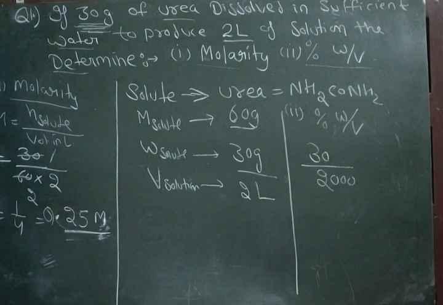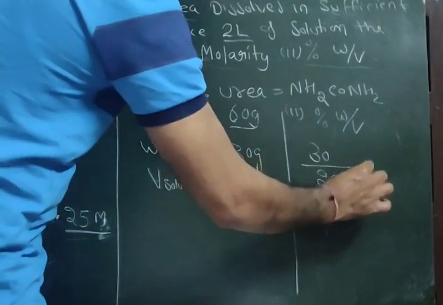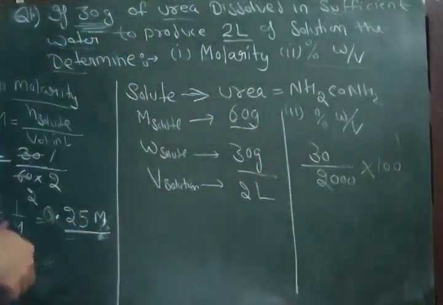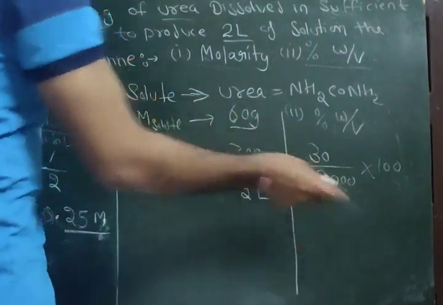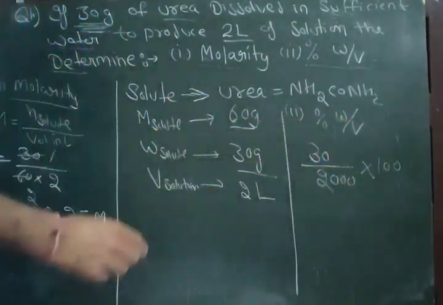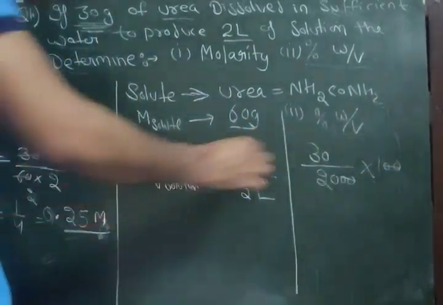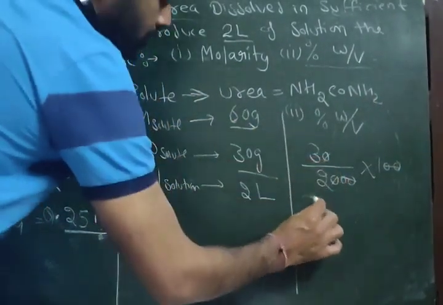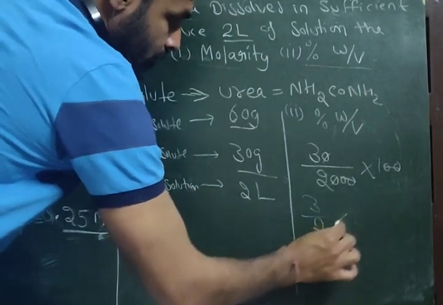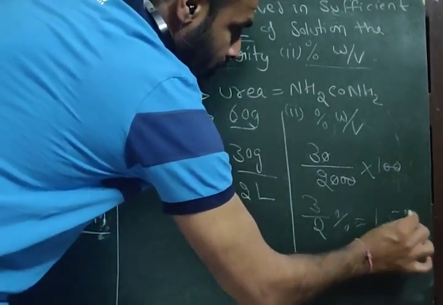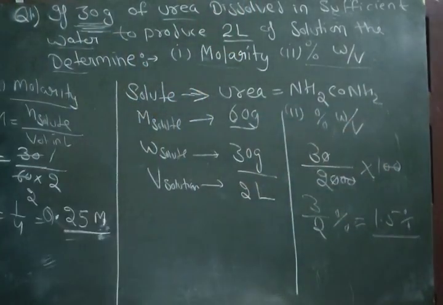Okay, multiply by 100, because it is in the gram and it is in the liter, so converted into the ml, both will become same. So cut it down, that will be 3 by 2%, so it is 1.5%. Fine, so that is the problem.